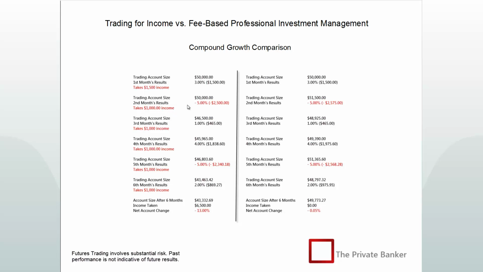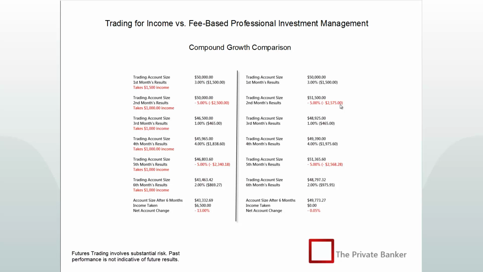So we made $1,500 in this column as well as this one. This column we took out that $1,500. This one we didn't. So the next month our starting account balance is $50,000 versus $51,500. And then for that month we actually have a bad month and we lose 5% of our account. So that's $2,500 lost on this side, $2,575 lost on this side.